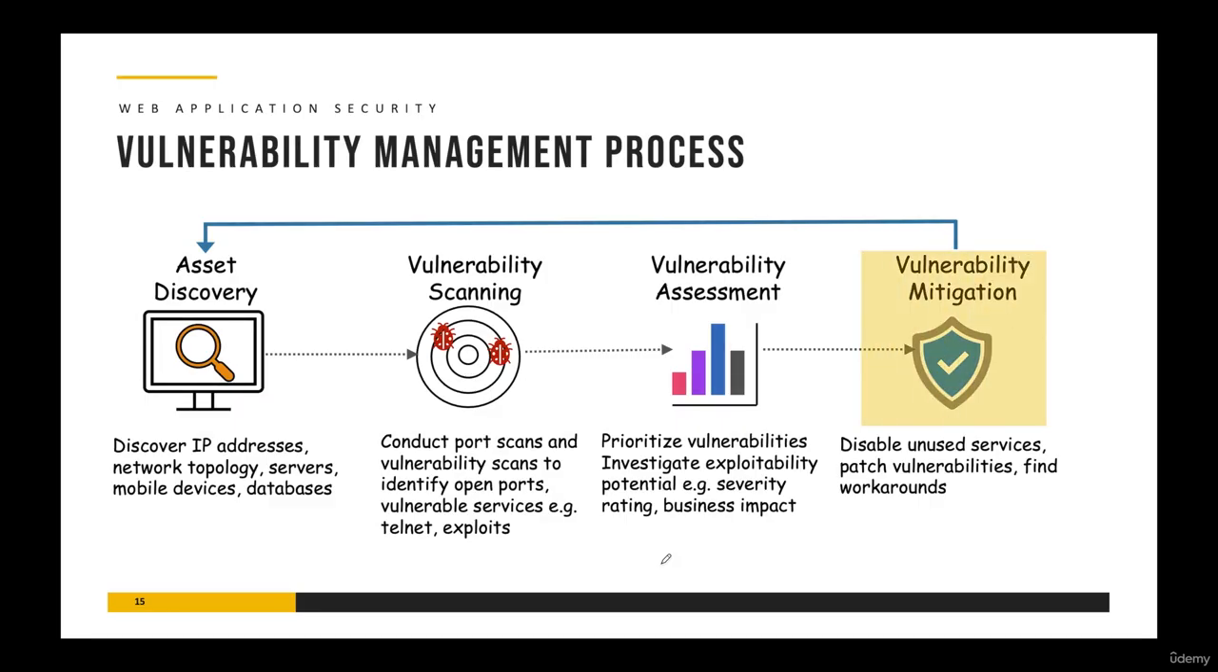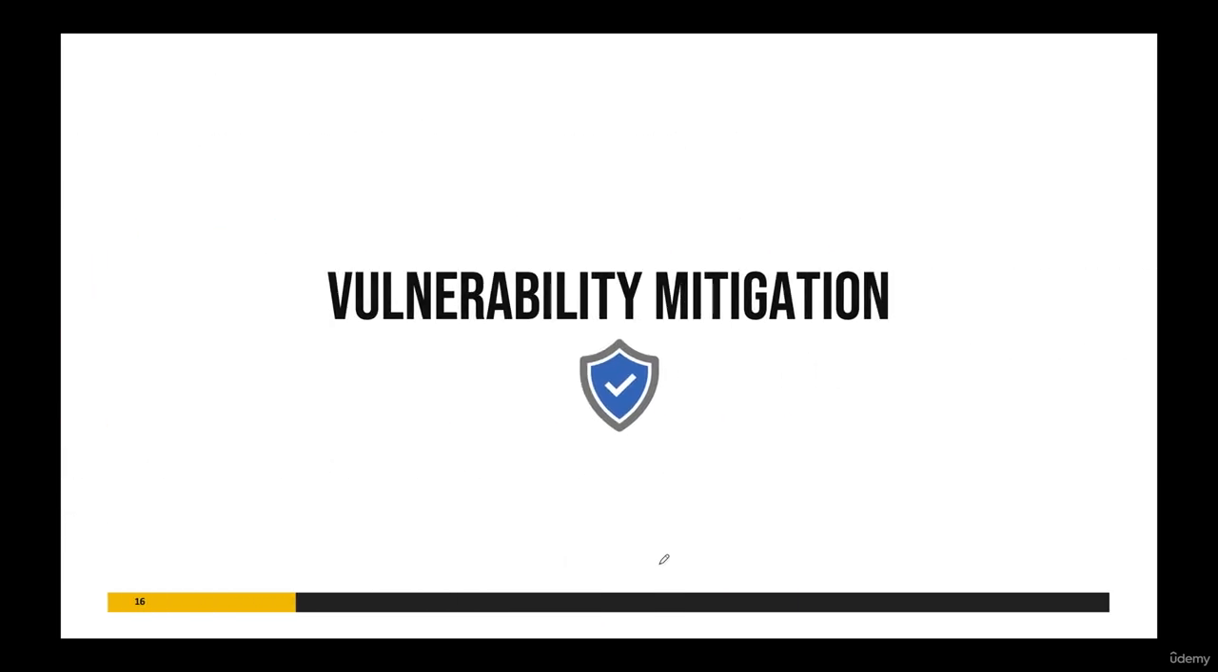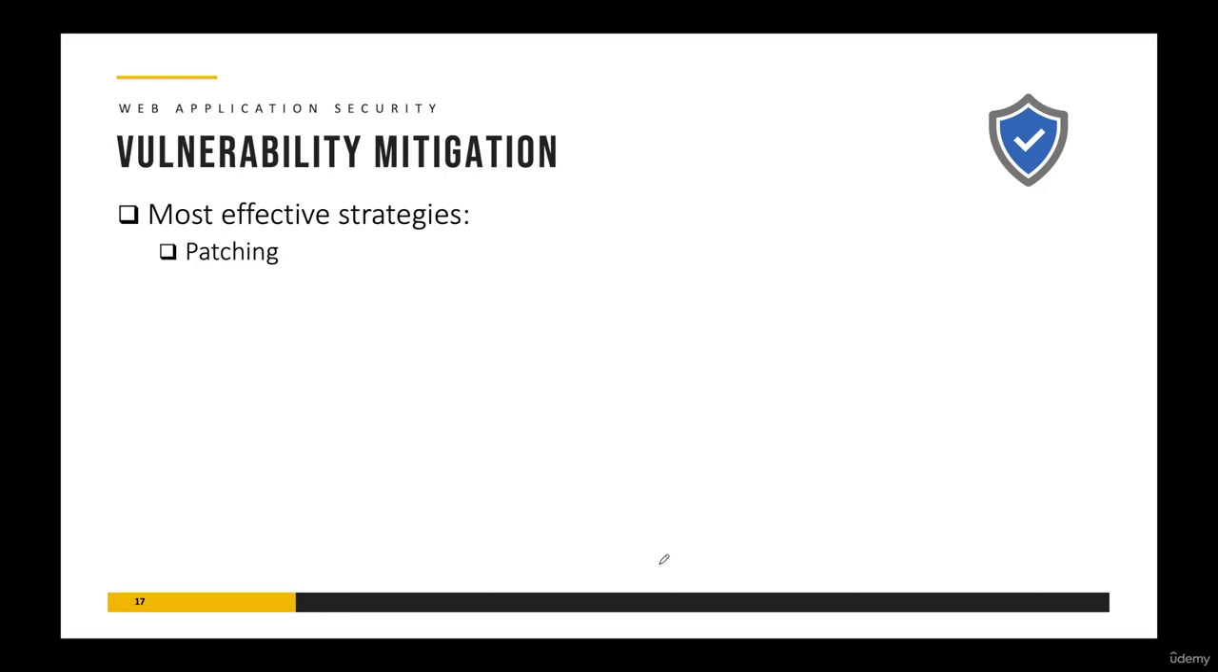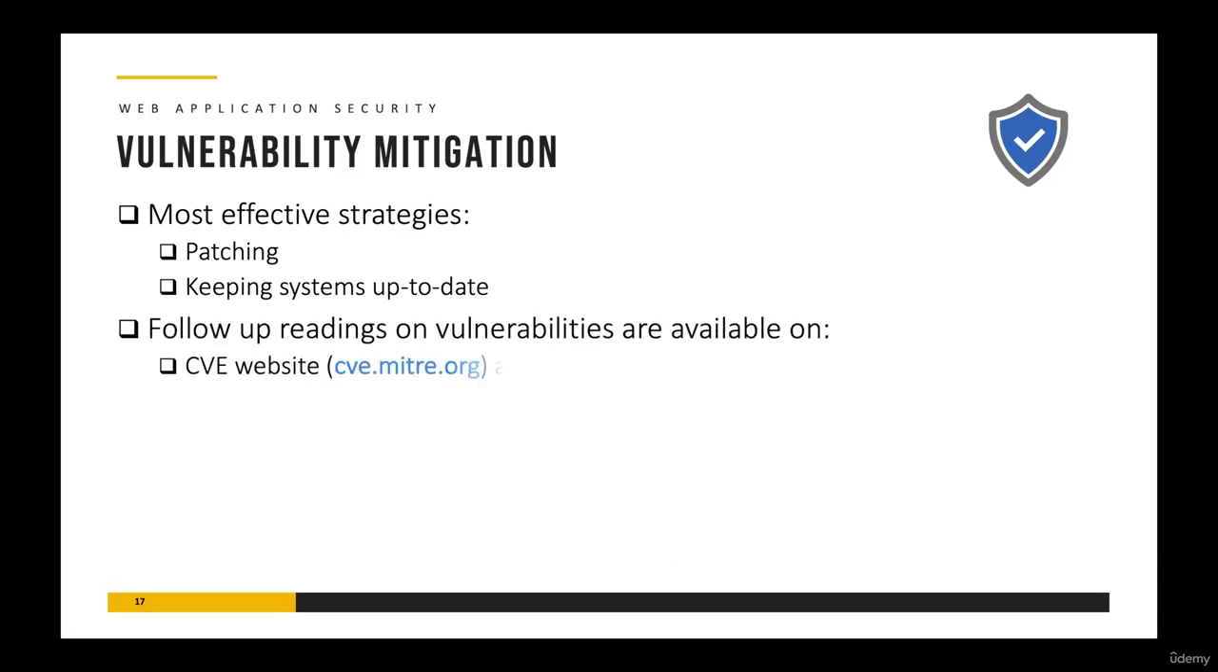The last step is vulnerability mitigation. One of the most effective strategies to mitigate vulnerabilities is patching. Whenever there is a well-known public vulnerability, usually the company that developed the software releases patches. So you should be vigilant. You should keep checking if there are any known vulnerabilities, especially in the core components used by your web applications or your network, and you should keep them patched. An important point is you should always keep your systems up to date. Finally, you should always keep yourself updated.